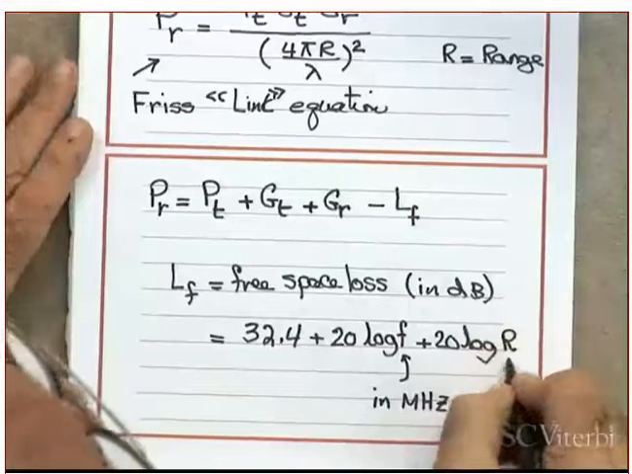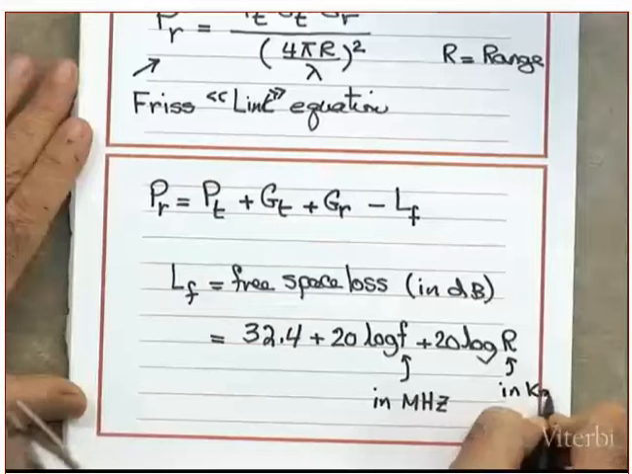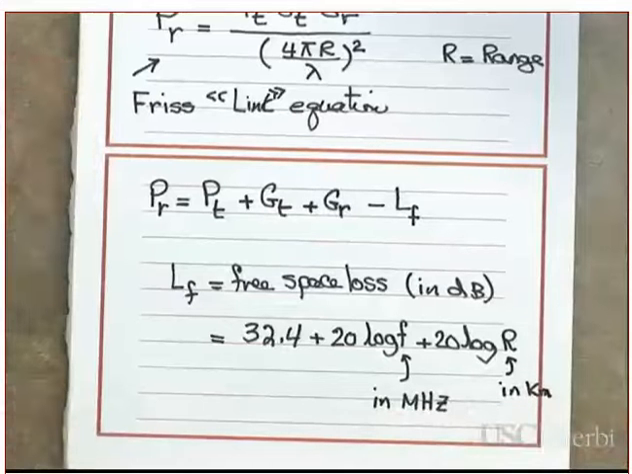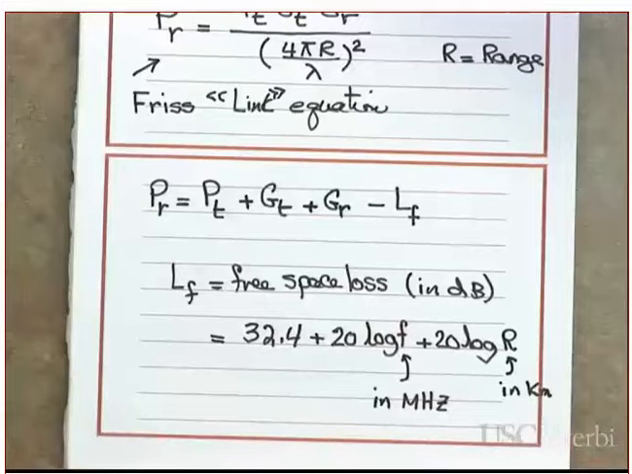And this R is in kilometers. Did you understand what I just said or not? Yes or no? This is in kilometers. For example, if you are looking at the link to a geosynchronous satellite, what do you plug here? 36,000. Don't write 36,000 times 10 to the 3. It's already in kilometers. Did you get this or not?